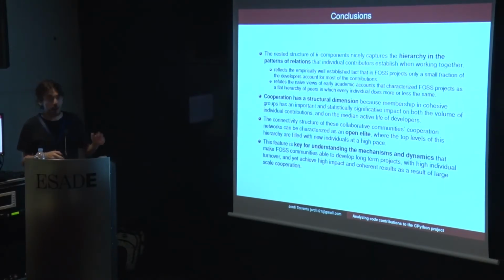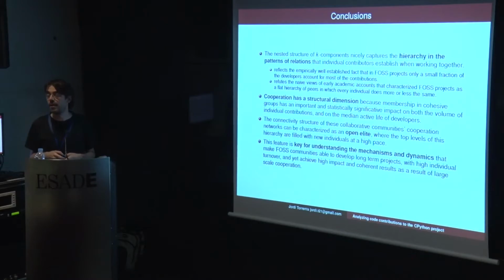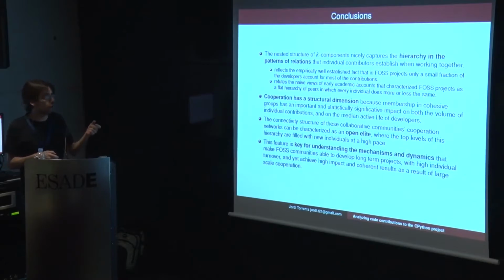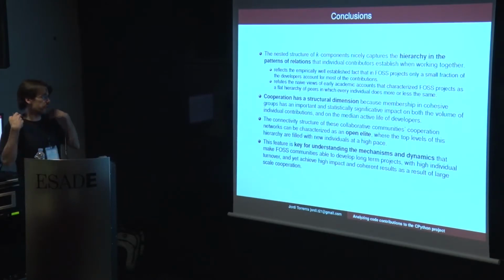So in conclusion, and I'm finishing, this nested structure of k-components nicely captures the hierarchy in the patterns of relations of individual contributors when working together. And this reflects the empirical, well-established fact that in free software projects, only very few participants contribute most of the code, and refutes the naive views that say that free software communities have no hierarchy and are like a bunch of individuals in which more or less everyone does the same.